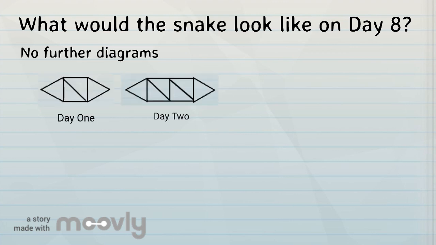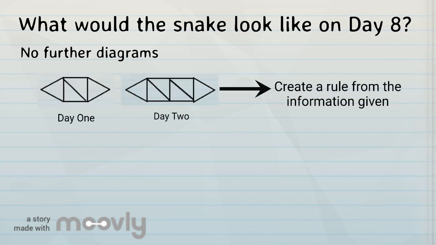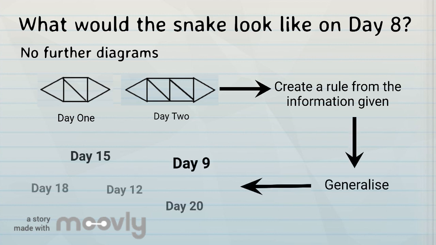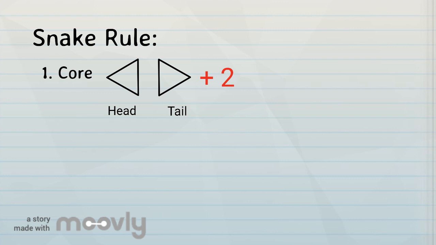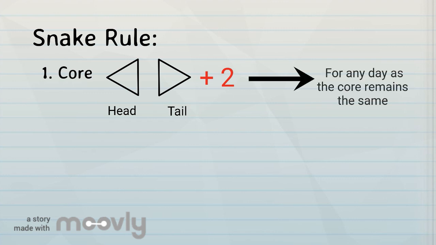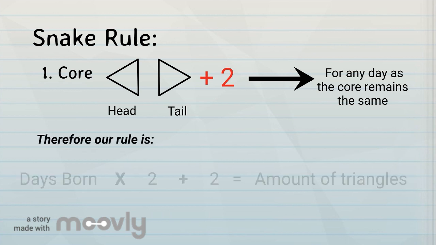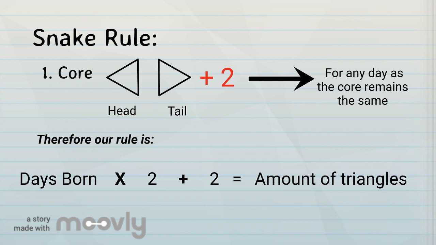The easiest way to work this out is if we turn this into a rule, which will allow us to generalise and identify what the pattern will be at any point along the way without the need to draw it. To create a rule for this growing pattern, we must first identify the core. We know that the core in this pattern is the snake's head and tail, which will always automatically add 2 triangles. This will not change no matter how old the snake is because we know that the core is the element that repeats itself. Therefore, we can say that the rule to work out what our snake will look like at any given day is days born times 2 plus 2 equals amount of triangles.